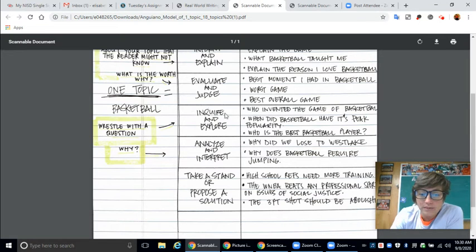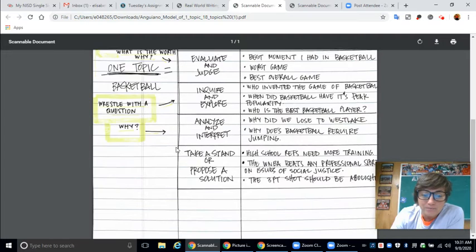The next purpose is inquire and explore, so I'm asking a question. Who invented the game of basketball? When did basketball have its peak popularity? Who is the best basketball player of all time? These are all questions that you would answer within those essays.